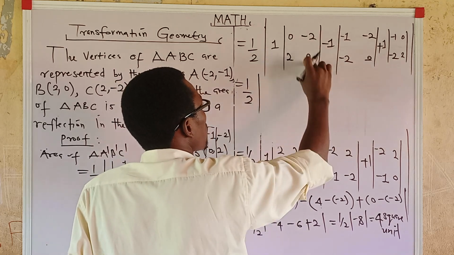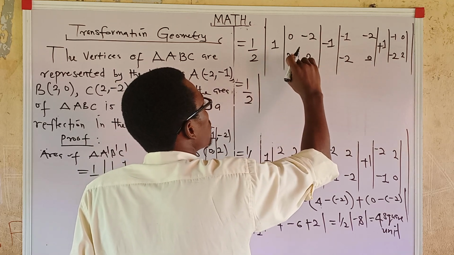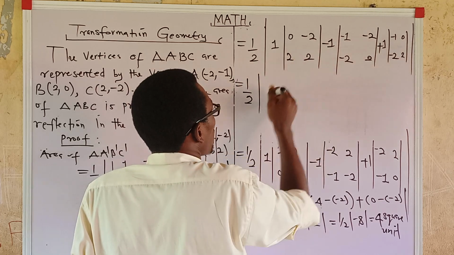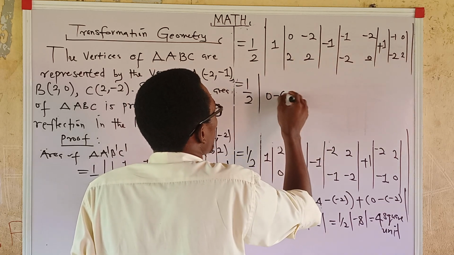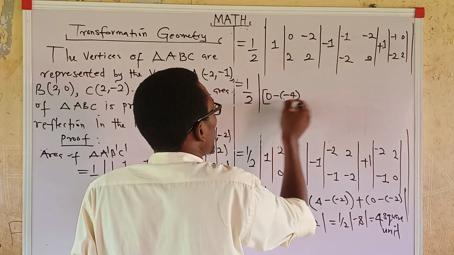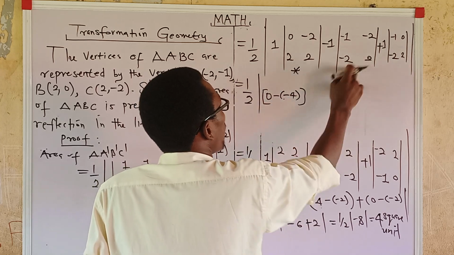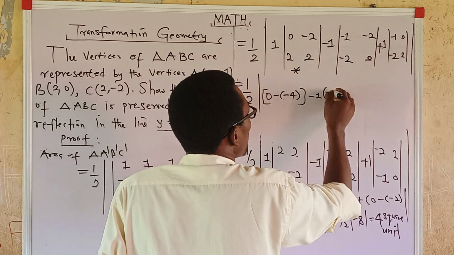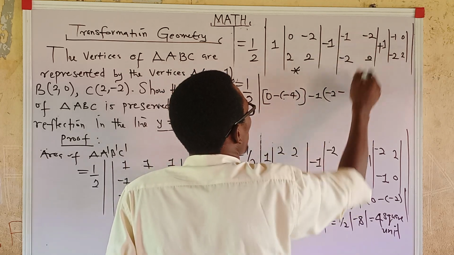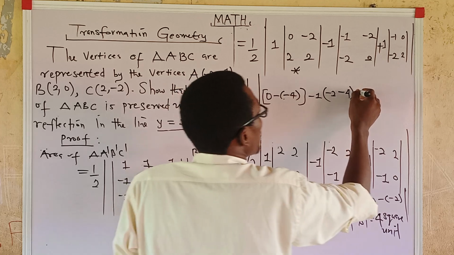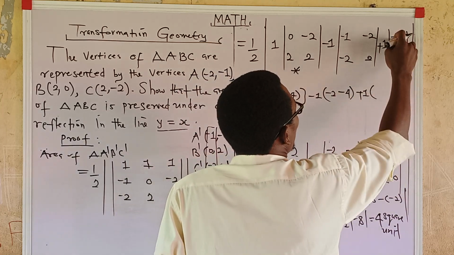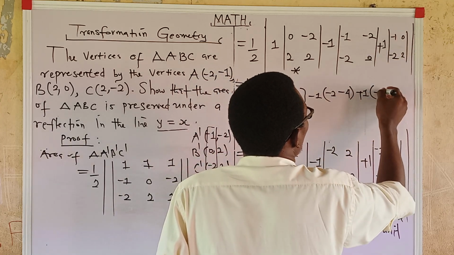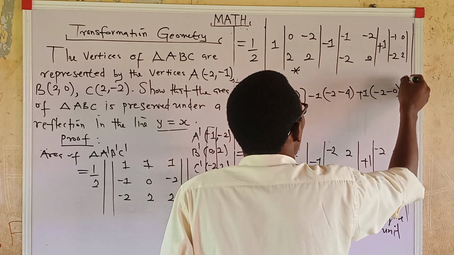When we expand it, 0 times this will give me 0, minus 2 times minus 2 will give me minus 4. So we have 0 minus minus 4. All right? For this determinant you see here. We'll go over to this. We have minus 1 multiply. Now minus 1 times minus 2 will give me minus 2. Minus 2 times minus 2 will give me 4. All right? Can you see that? Then plus 1. The same thing applies. Minus 1 times minus 2 will give me minus 2. Then 0. Can you see that?